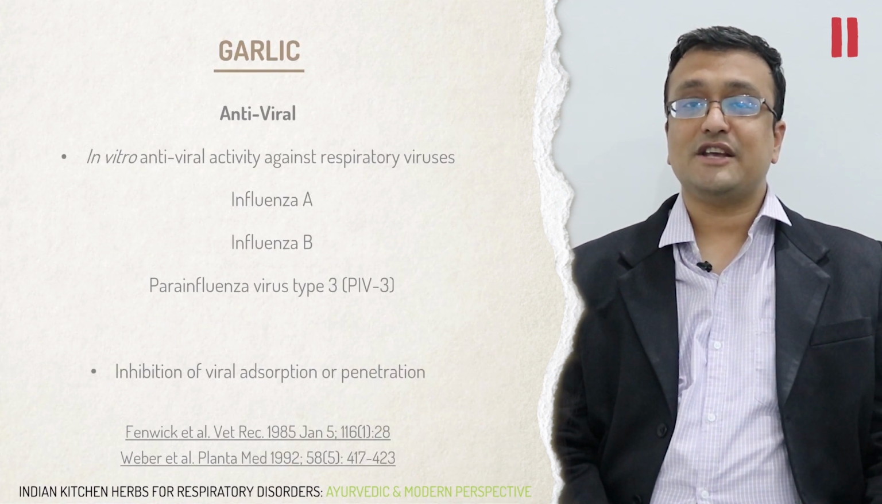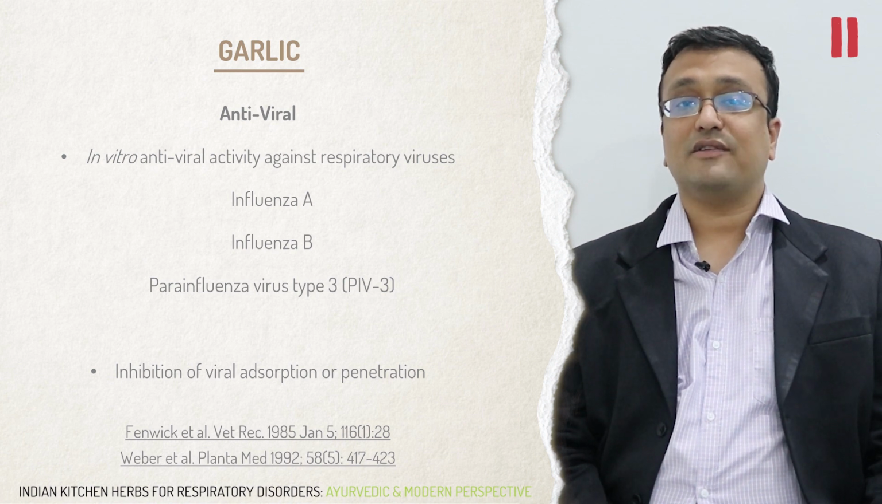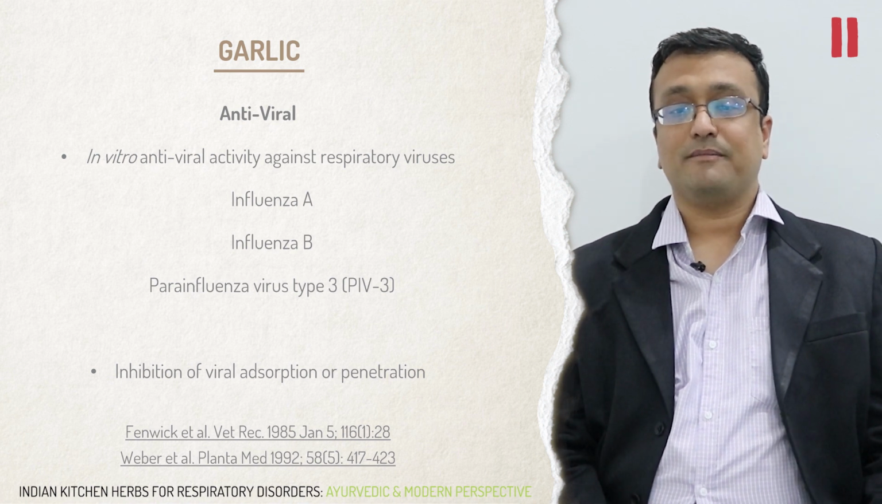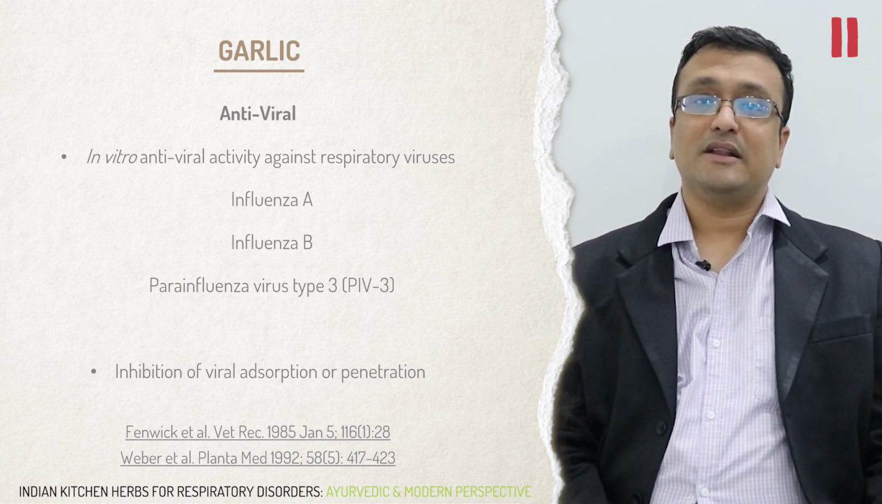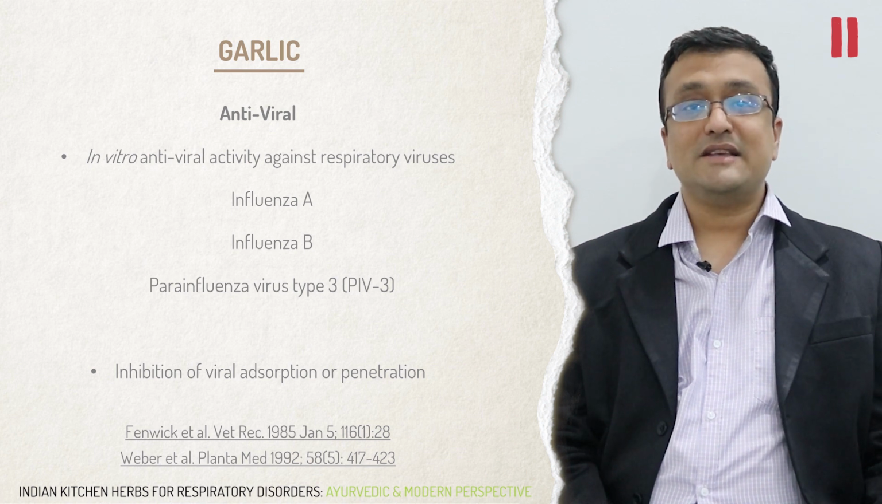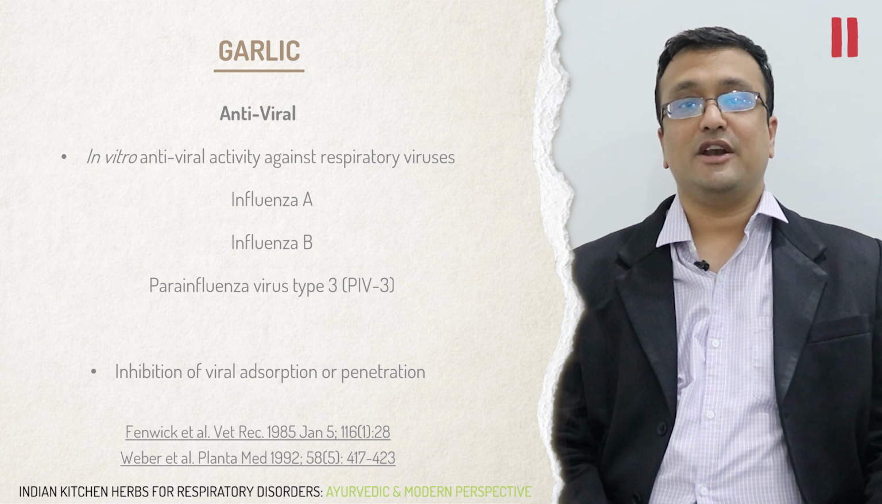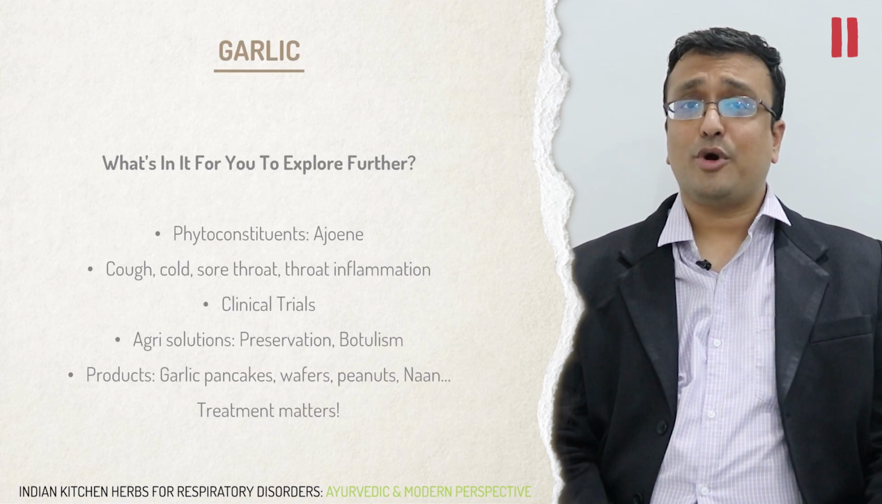Garlic also has a very good in vitro antiviral activity against respiratory viruses like influenza A, B and parainfluenza virus 3. It acts by inhibiting the viral adsorption on the surface of the respiratory tract as well as inhibiting the penetration of those viruses into the respiratory tissues. Thus, a very important herb.